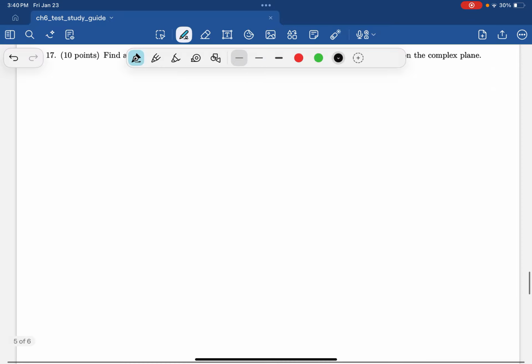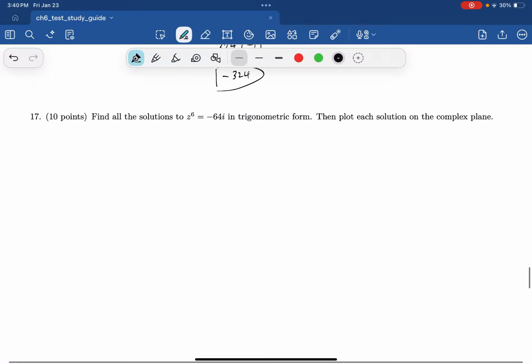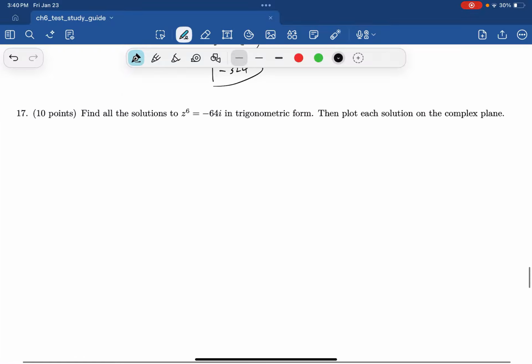Okay, last question, finally. Find all the solutions to this thing in trigonometric form. So, right, remember the formula. I'm not going to write it out, so I just hope it's in your notes. The formula requires us to first write this in exponential form. Remember exponential form is the radius or magnitude times e to the i theta, where theta is the angle.